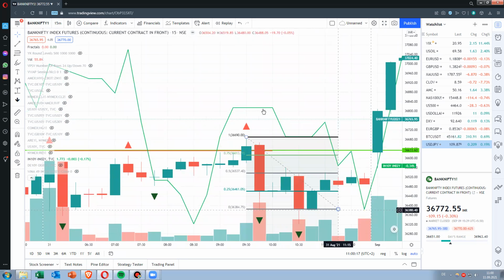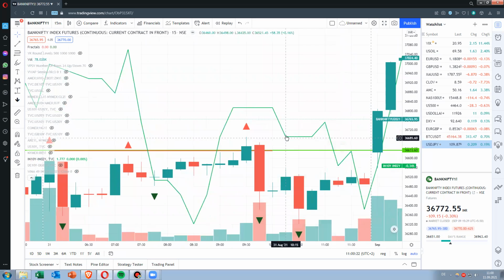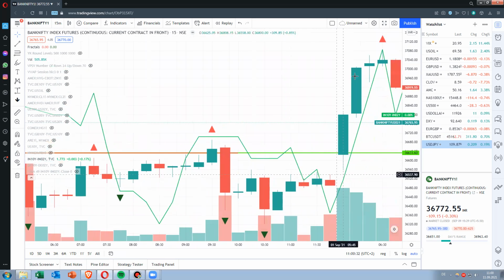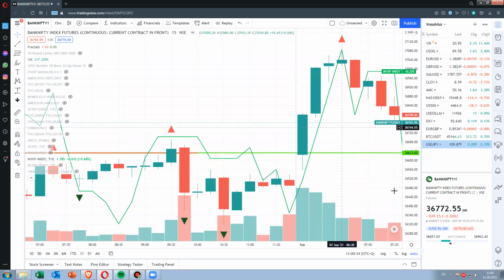But overall, you see how the curve, when it starts to tick down, the price is also ticking down. And when it ticks up, the price is also ticking up. And when it ticks down, the price is ticking up. Like for this instance here, this is ticking down very hard, okay?